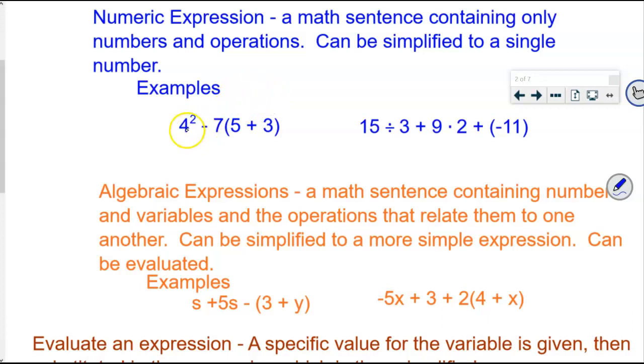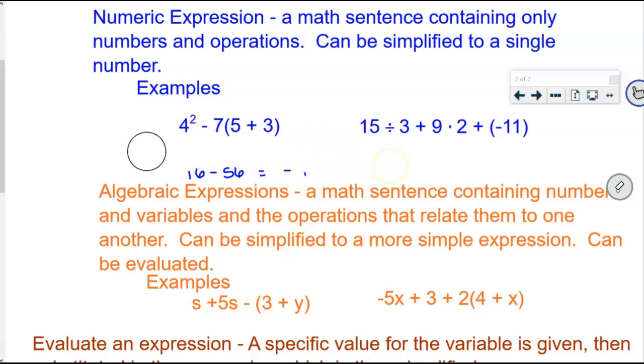So for example, 4 to the second power minus 7 groups of 5 plus 3, we could do 5 plus 3 is 8. We could do those 7 groups. We could do the 4 to the second power. We can do all of these things. And doesn't that equation look simpler and simpler and simpler every time I take another step? Okay. So yes, that is exactly what it means to simplify.